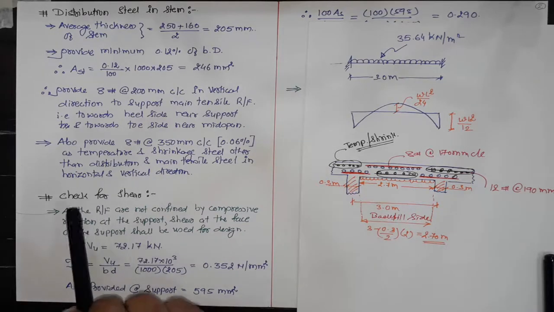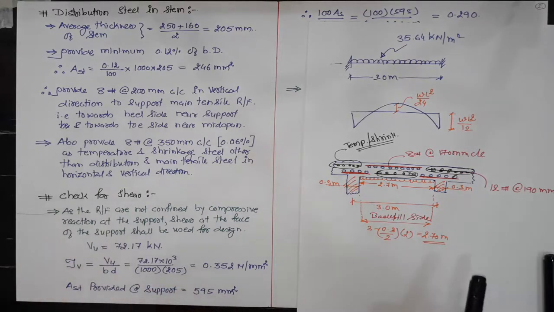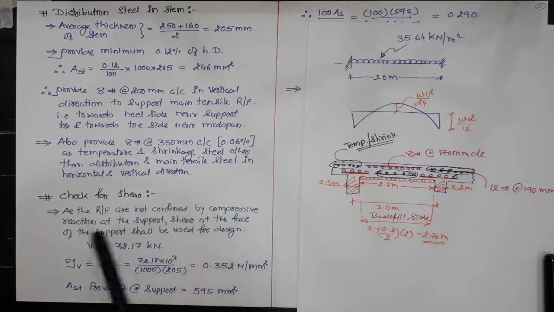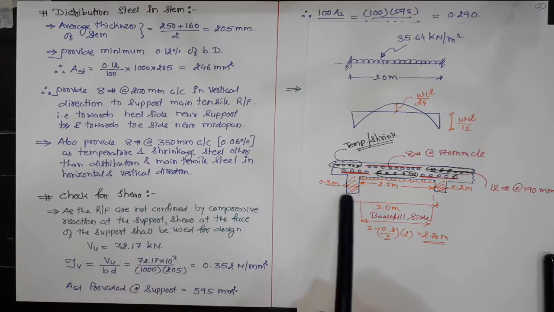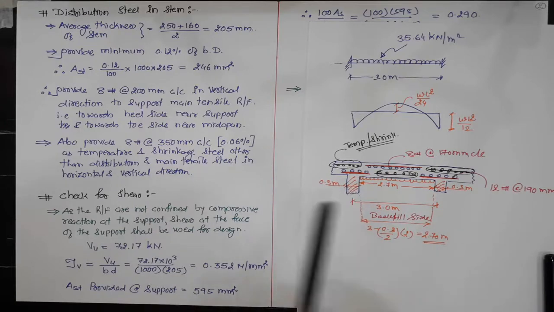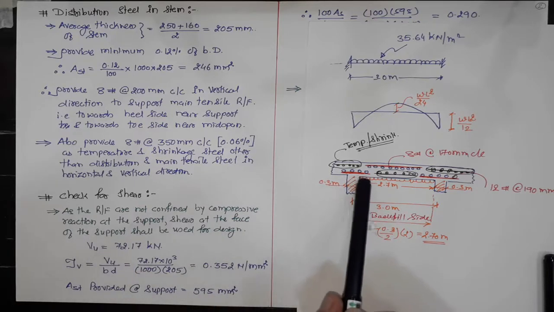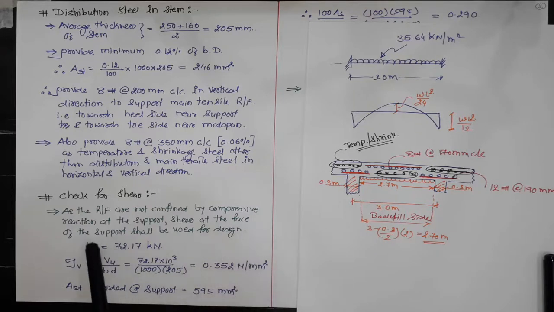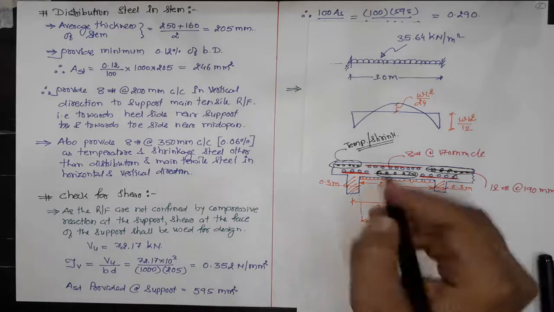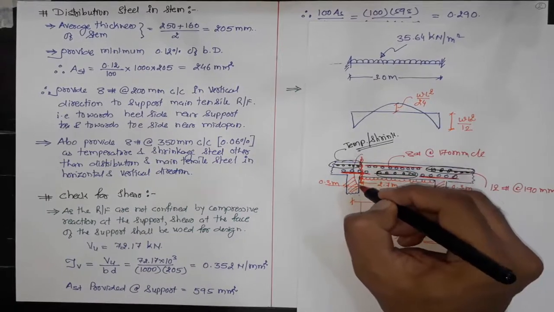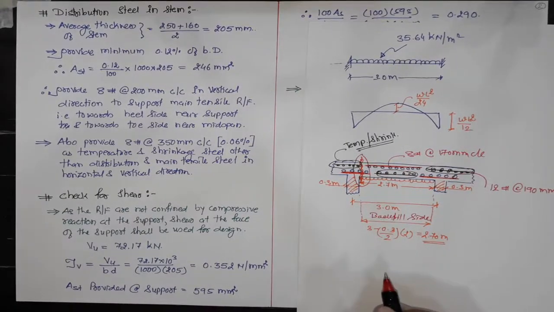Now we are supposed to check our cross section for shear capacity. Here, as the reinforcement is not confined by a compressive reaction at support, our support is a counterfort support. Counterfort will be in tension. The statement says that as we are not having a compressive reaction at support, since our counterfort is in tension, shear at the face of the support shall be used for the design. Therefore, our shear line will be just at the support. This is our shear line.